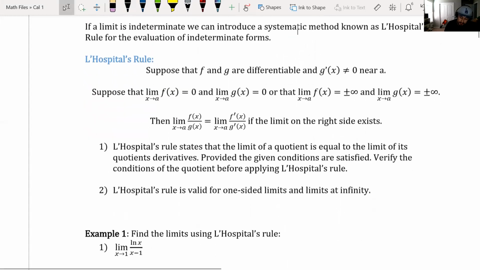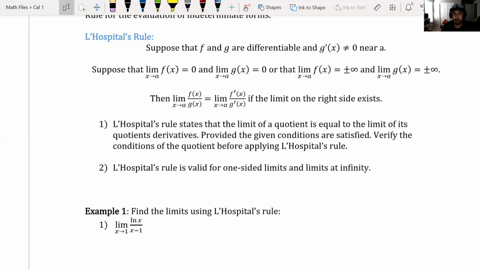All right. So for L'Hôpital's rule, suppose that f and g are differentiable and g prime of x does not equal 0 near some number a. Suppose that the limit of f of x is 0 and the limit of g of x is 0, or the limit of f is infinity, or the limit of g of x is infinity as well. Then the limit as x approaches a of f over g is equal to the limit of the derivative of f over the derivative of g.